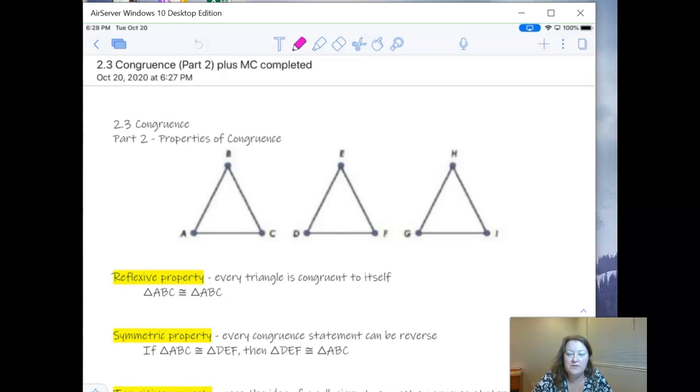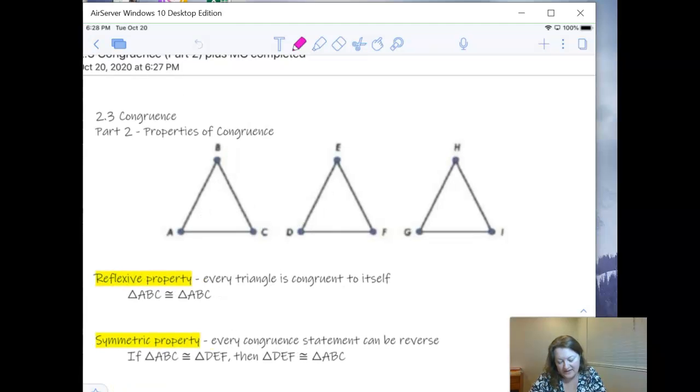So we were continuing to talk about the congruence of triangles. And in our picture right here, we've got three identical triangles. They just have different names on them. We have triangle ABC, we have triangle DEF, and we have triangle GHI, right? So let's remind each other what this means if I say that triangle ABC is congruent to triangle DEF.